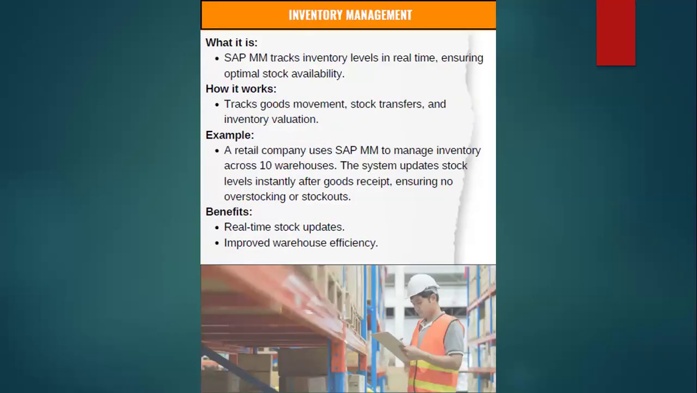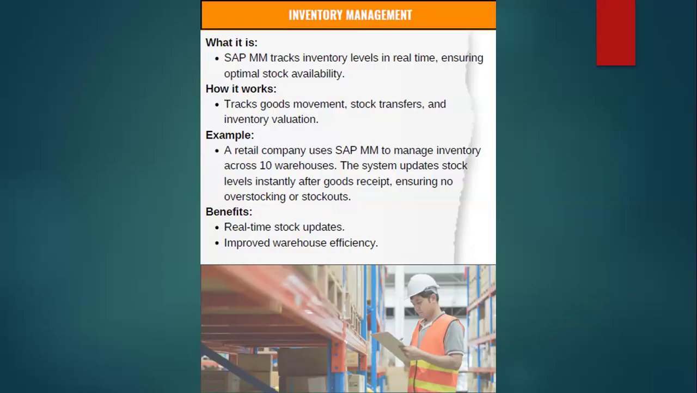Now coming to inventory management. What is it? SAP MM tracks inventory levels in real time, ensuring optimal stock availability. And how does it work? It tracks the goods movement, stock transfers, and inventory valuation. For example, a retail company uses SAP MM to manage inventory across 10 warehouses. The system updates stock levels instantly after goods receipt, ensuring no overstocking or stock outs.